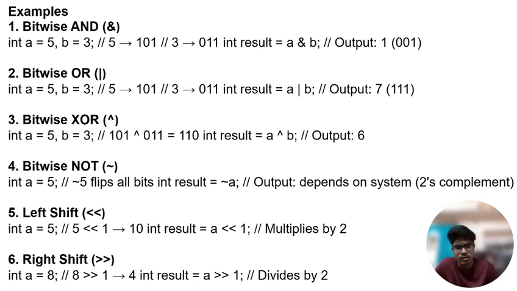You can clearly observe here we can use bitwise AND, and it gives output at binary level, in binary digit values. Bitwise OR, bitwise NOT, left shift and right shift. Here, left shift acts as multiply by 2. Right shift acts as divide by 2. Bitwise NOT flips all the bits, depending on 2's complement.